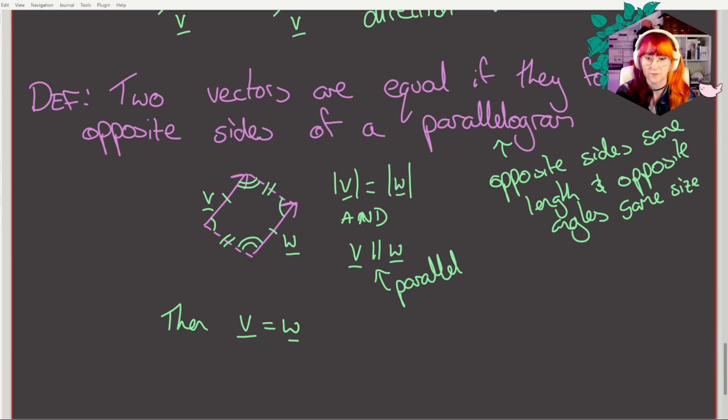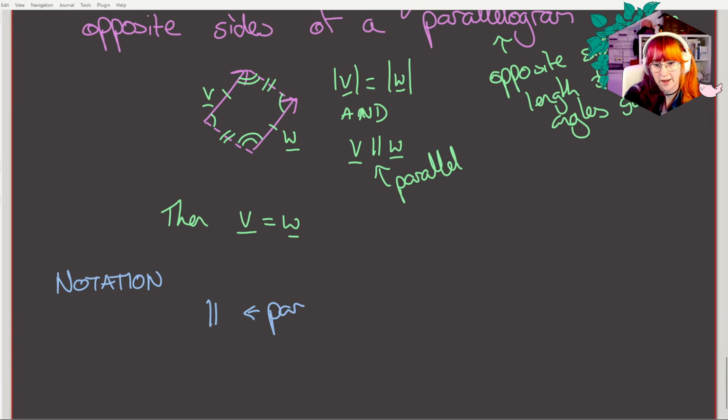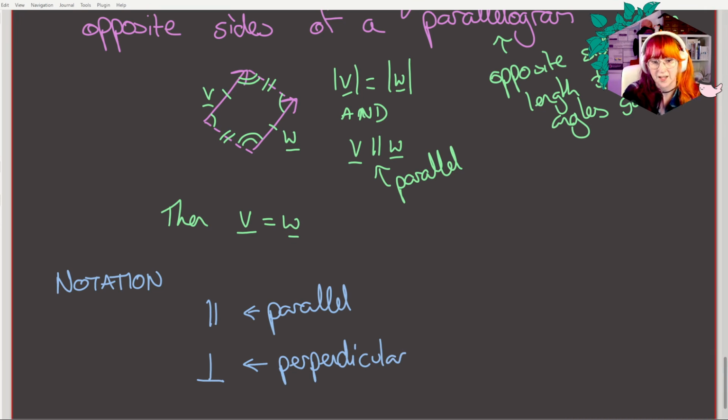Then v equals w. So parallel, same direction, magnitude's the same, they make a parallelogram, they are therefore the same, which is quite nice. Yeah, my little notation: this is going to mean parallel, and that is going to mean perpendicular. I'm just drawing the lines, so it's two lines in parallel and two lines in perpendicular, and then that's the nice quick way of writing it.